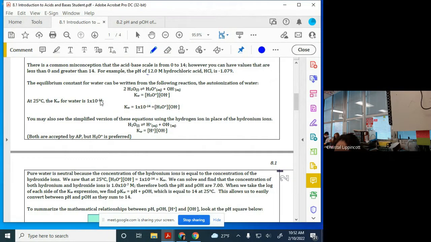So there's a common misconception that the acid-base scale is from 0 to 14. You can actually have values that are less than 0 and greater than 14. For example, if you had 12 molar hydrochloric acid, this is actually its pH. It's actually a negative value. So it can happen, but people just kind of assume that 0 is the bottom.